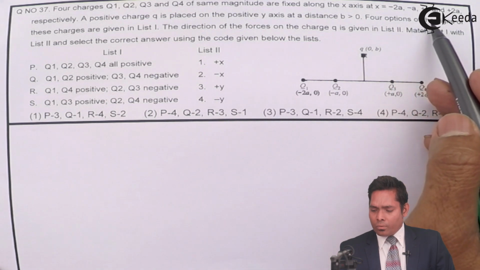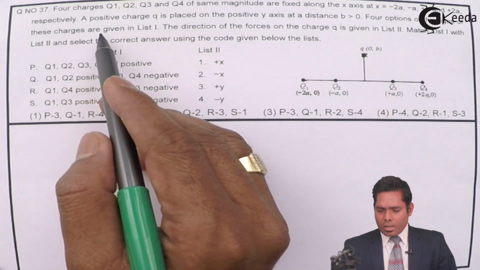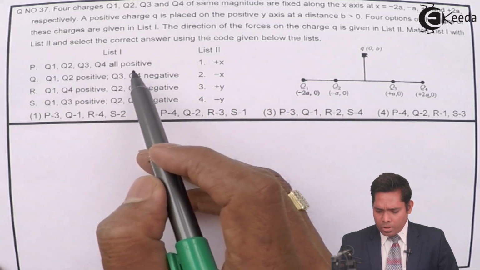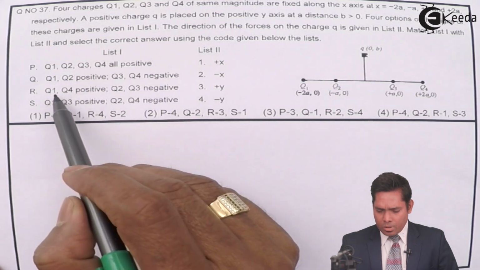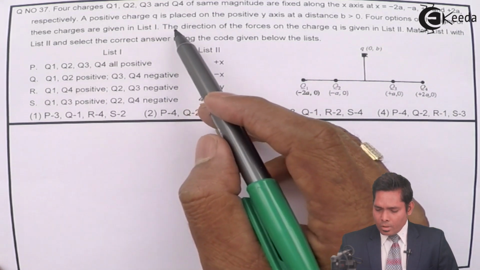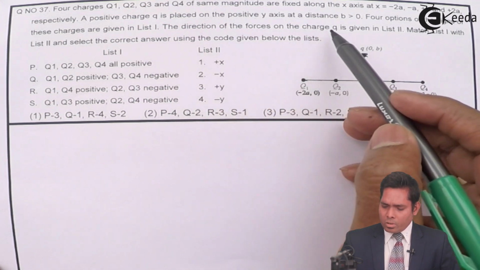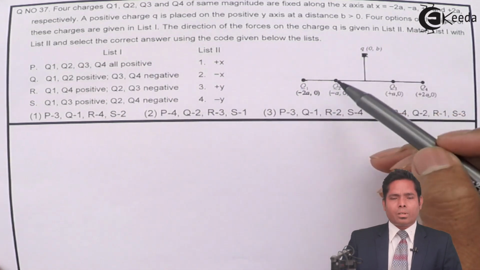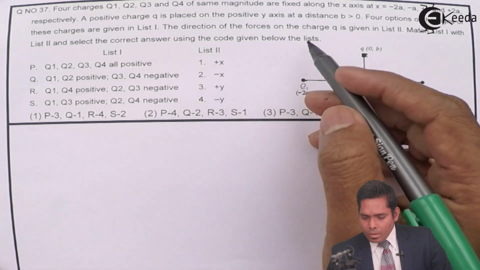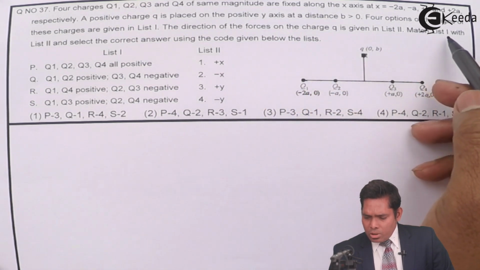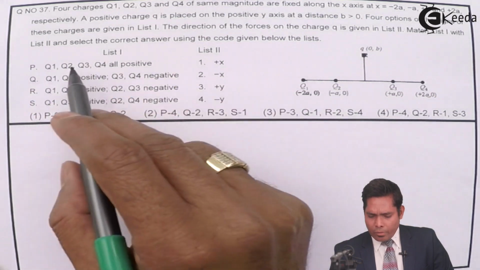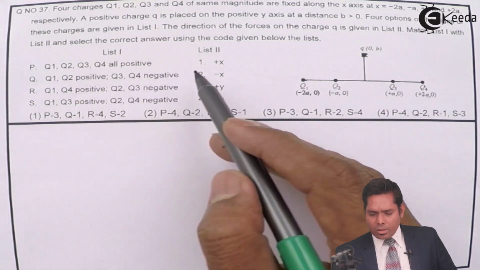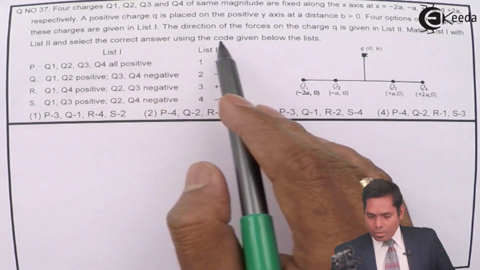Four options of the signs of these charges are given in list 1. The signs are all positive; then two positive and two negative, and so on. The direction of the force on the charge Q is given in list 2. We have to match list 1 with list 2: when all charges are positive, which direction the net force will act, and for each other condition, which direction the net force will act.